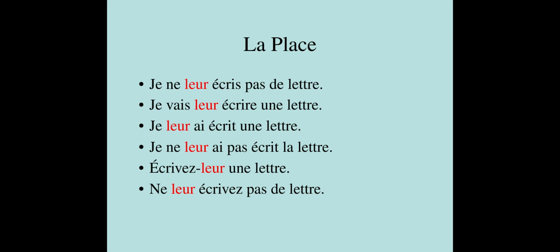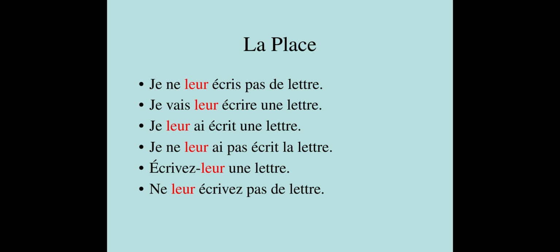So la place, where things get placed. Indirect object pronouns have the same placement as direct object pronouns. They go before the conjugated verb. So je ne leur écris pas de lettre. It still gets sandwiched in between that negative. So the ne and the pas still go around the verb and the pronoun, either direct or indirect.